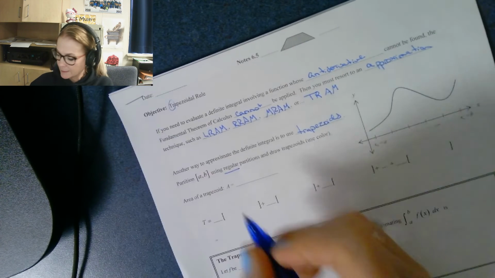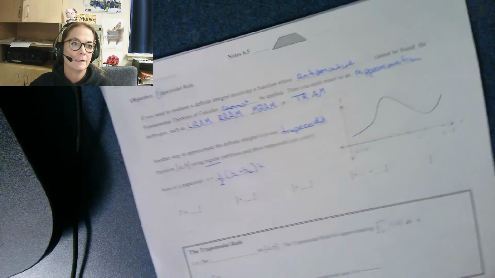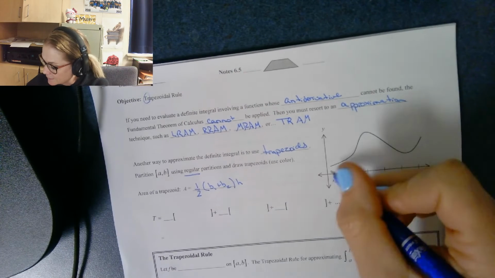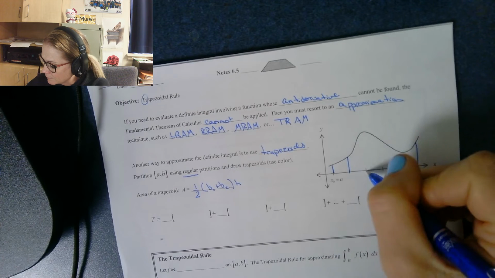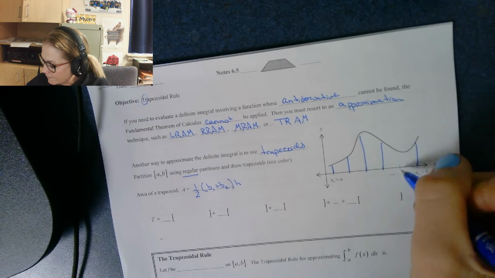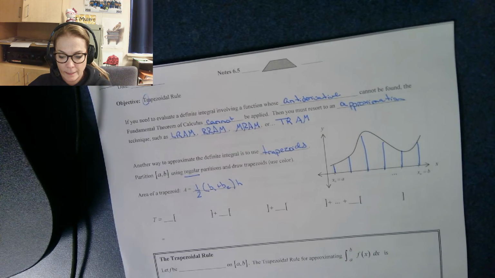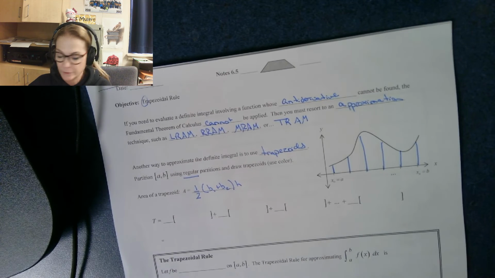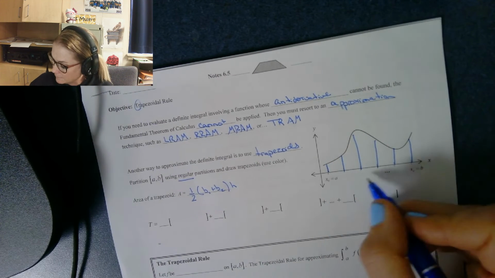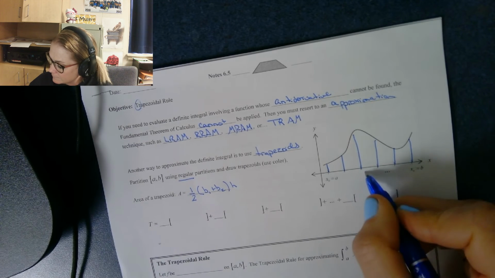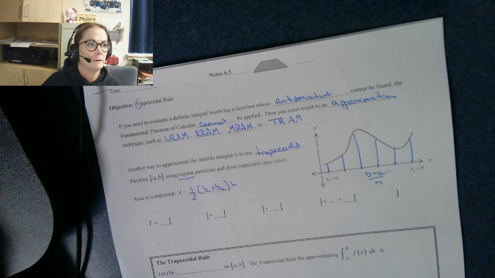Regular partitions and the area of a trapezoid are just as easy: two bases times the height. So let's do this from here to here, and we'll just partition. You've still got your regular subinterval, so you've still got b minus a over n. So that's my delta x.